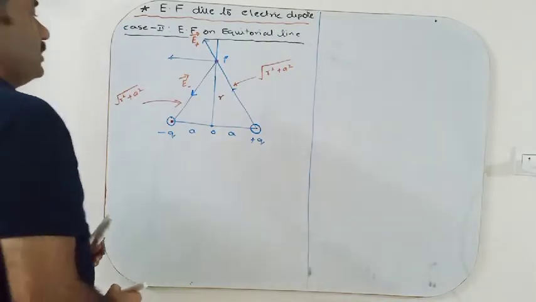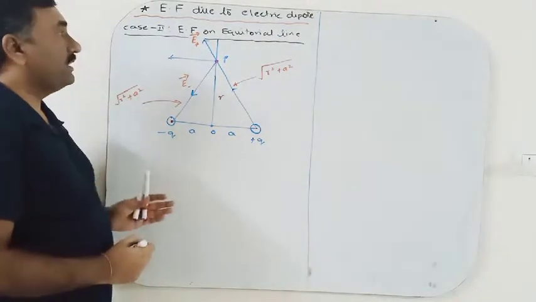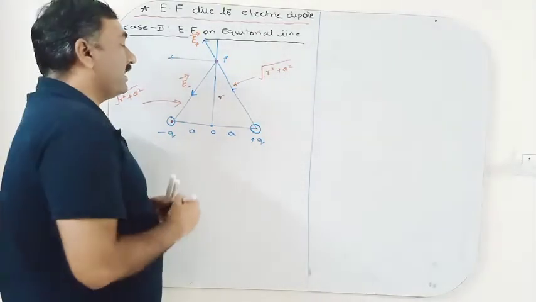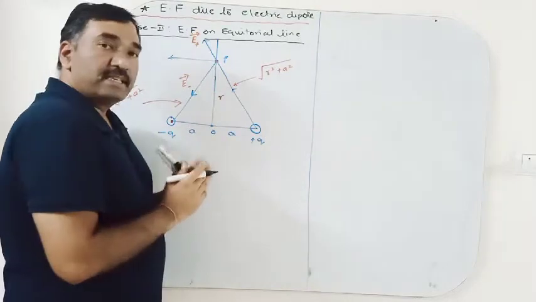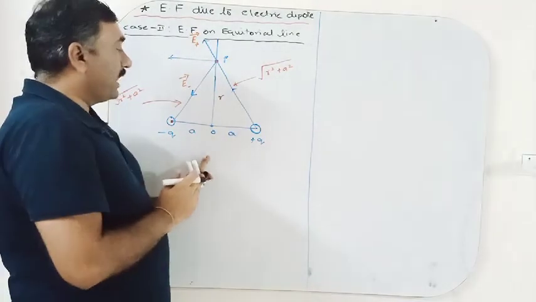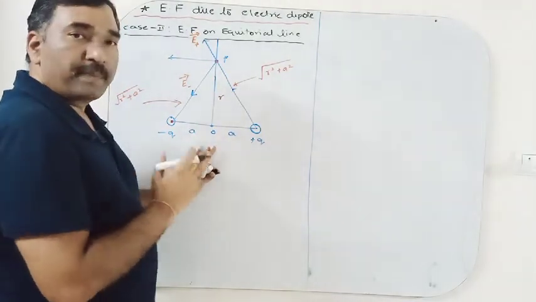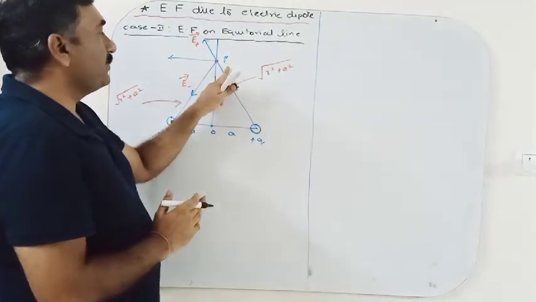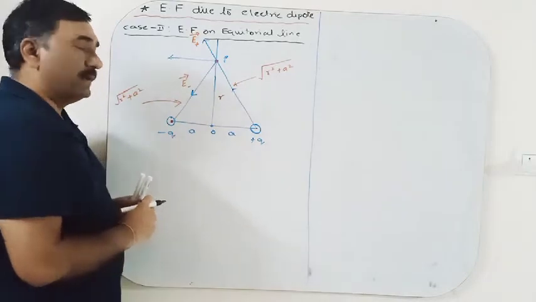Now continue with the next topic. Now similarly we have to find out the electric field on the equatorial line. So what is the equatorial line? A line which is passing through the center of the electric dipole perpendicular to it, or the perpendicular bisector of the electric dipole. At any point on this equatorial line, we have to find the electric field.